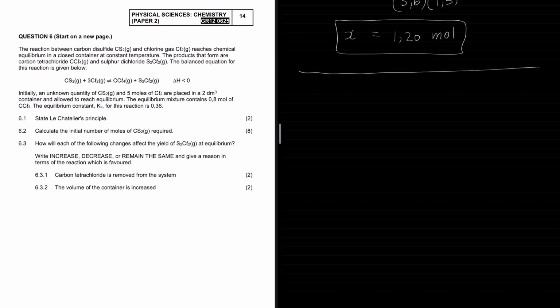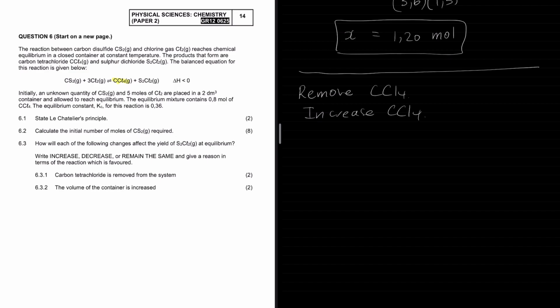Let's move on to the next question. How will each of the following changes affect the yield of S2Cl2 at equilibrium? And give a reason. So 6.3.1, carbon tetrachloride is removed from the system. What is carbon tetrachloride? Carbon tetrachloride is a product. So if we remove a product, the system will want to increase the product.